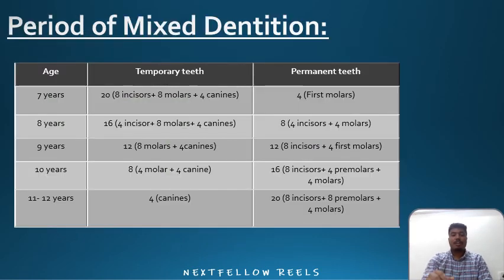Okay. Now, what is the period of mixed dentition? At the age of 7 years, there are 20 temporary teeth and 4 permanent teeth. What are the 20 temporary teeth? 8 incisors, 8 molars, and 4 canines. And what are the 4 permanent teeth? Those are the 4 first molars.